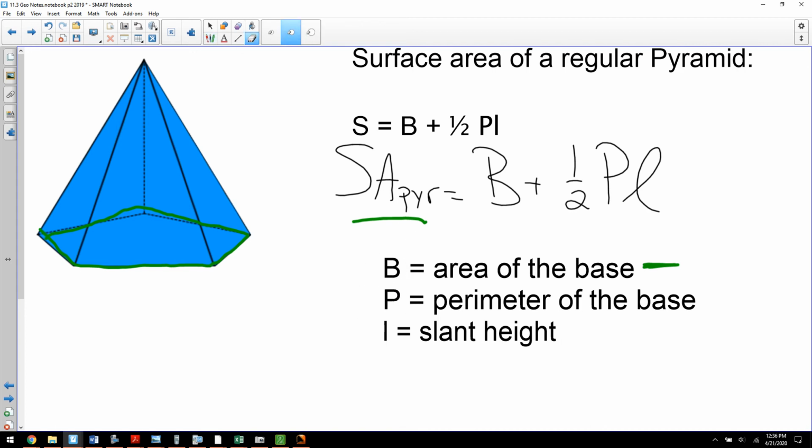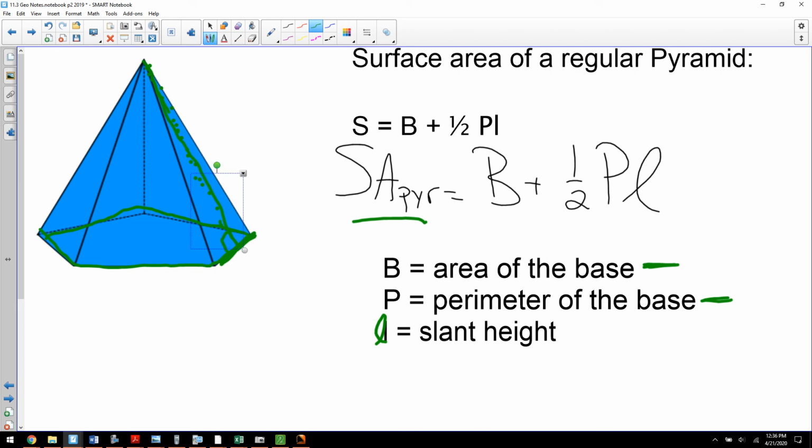The P still stands for the perimeter of the base. And L, this lower cursive L, is called the slant height. Now, the slant height is a new part on these. It's not the diagonal, it's the part of the pyramid as it comes down the side. The slant height is always perpendicular to one of the edges.